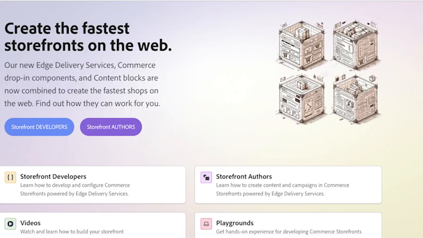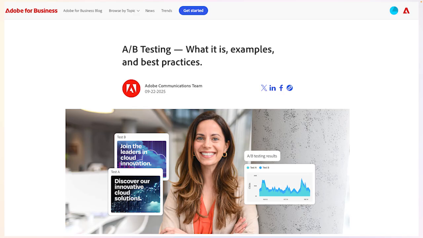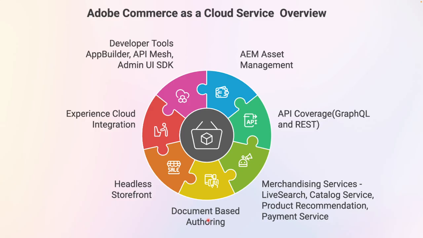The modern headless storefront supports document-based authoring and native A/B testing, so teams can experiment quickly and deliver a better customer experience. So in short, Adobe Commerce as a cloud service is a SaaS-based e-commerce platform which is basically self-service, and onboarding of customers is much faster. As it is mostly self-service, the accountability for the development team is significantly smaller and gets reduced.